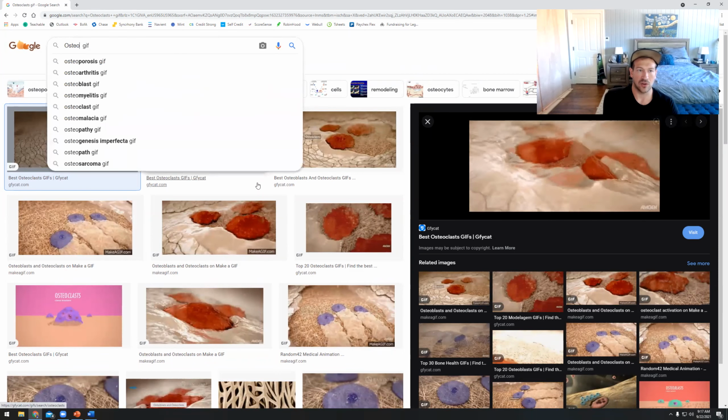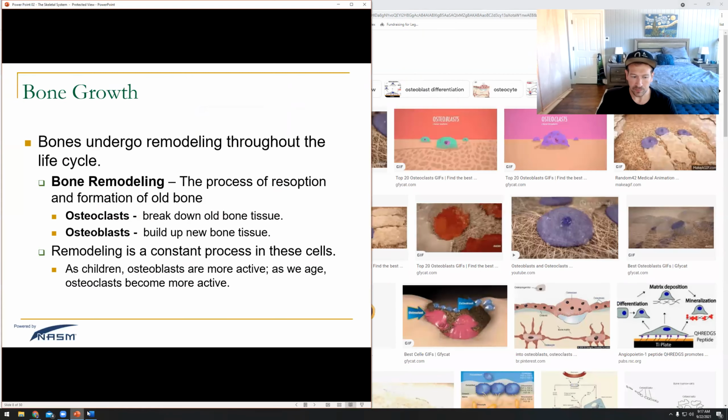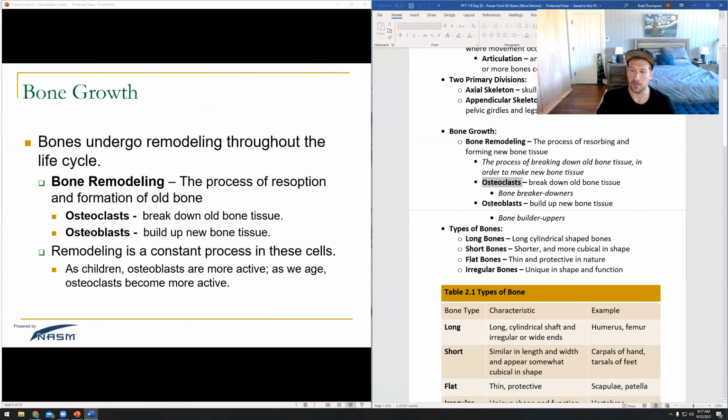Now, afterwards, what's really cool is you're going to have osteoblasts, which are sort of the opposite of osteoclasts. And osteoblasts build up new bone tissue. These are your bone makers, right? So you've got osteoclast. When you hear clast, think clashing, right? It's breaking down old bone tissue.